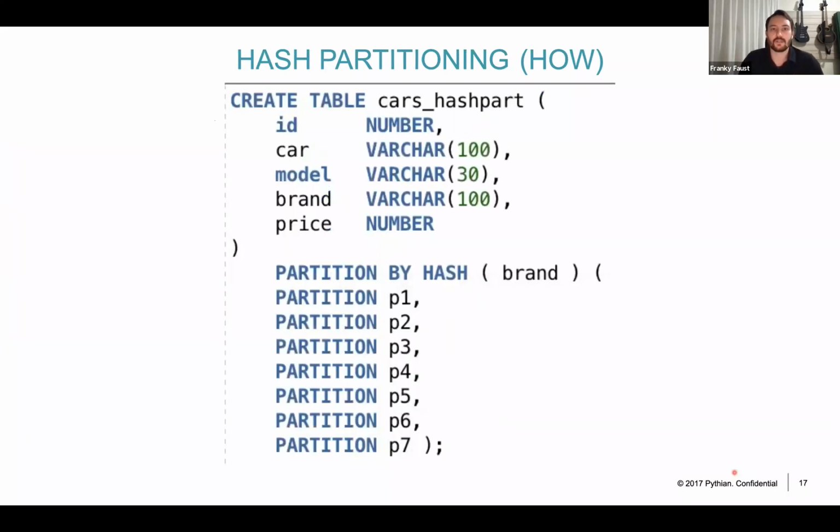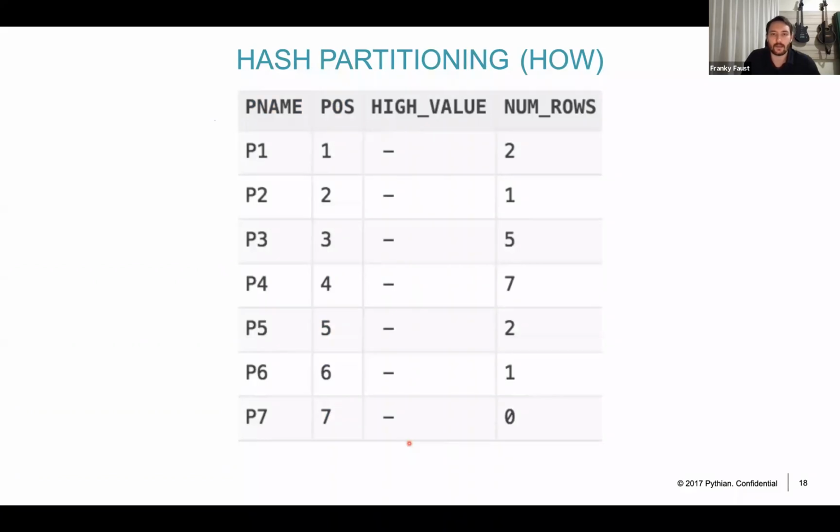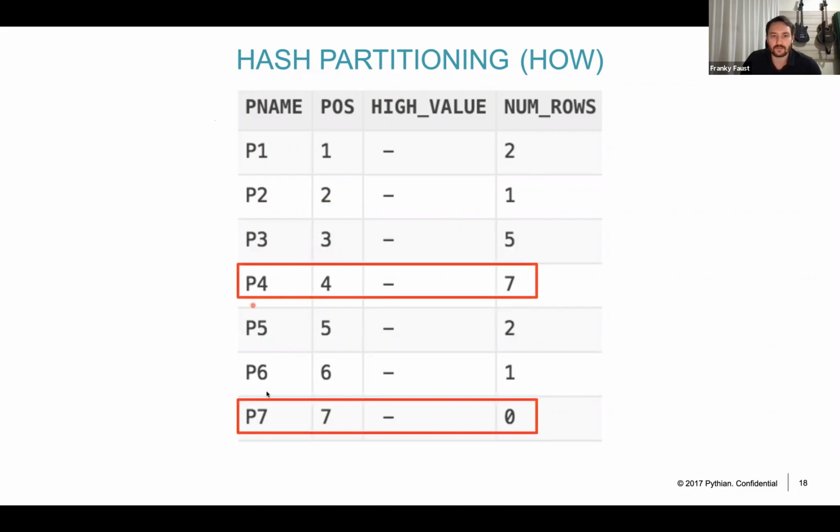So how do we do hash partitioning? I'm partitioning my cars table by hash, and I'm choosing the brand column to be my partitioning key. I defined here 7 partitions, so I have partition P1 up to P7. So that makes 7 partitions. And I now insert the same data I had before in the previous example. And we see that we have 7 rows in partition 4 and 0 rows in partition 7.